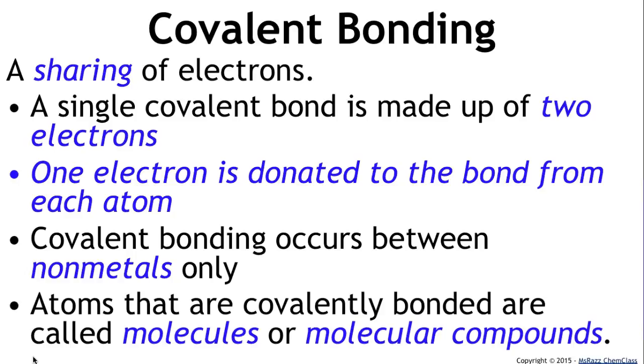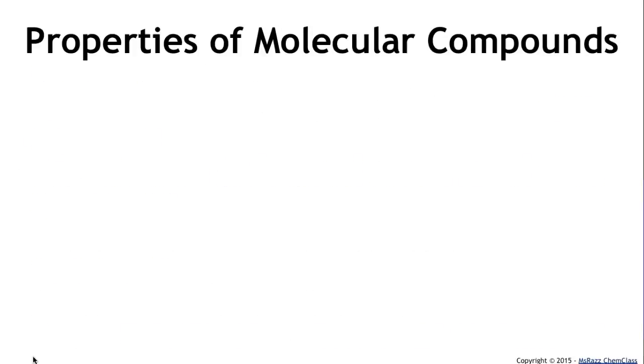Compounds that are created by covalent bonding we call molecules. So we use the word molecule a lot, but sometimes inappropriately, because it should really only apply to things that are held together by covalent bonds. All right. Okay, so what do we have for properties?